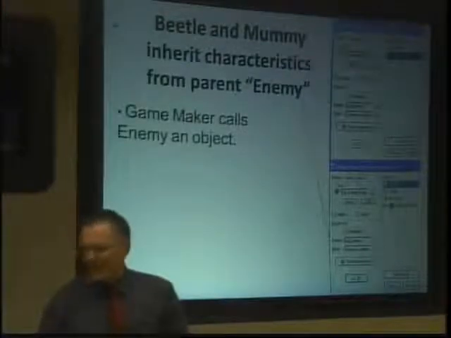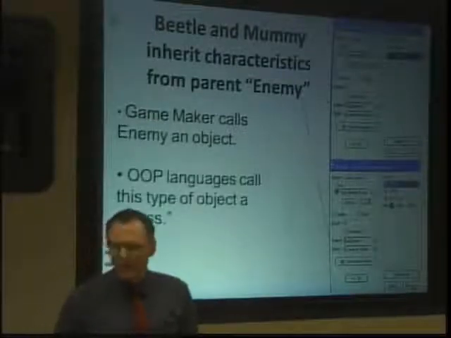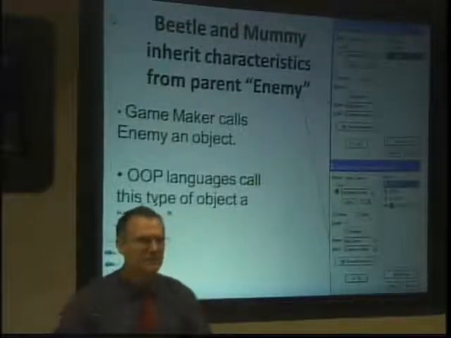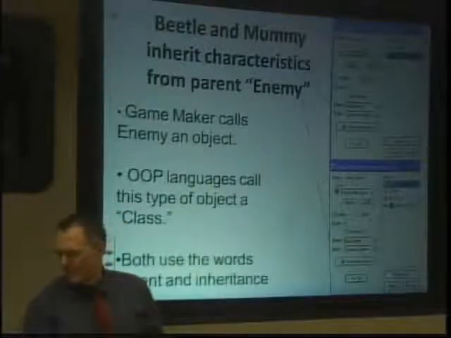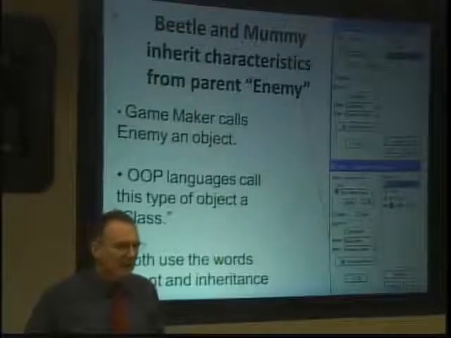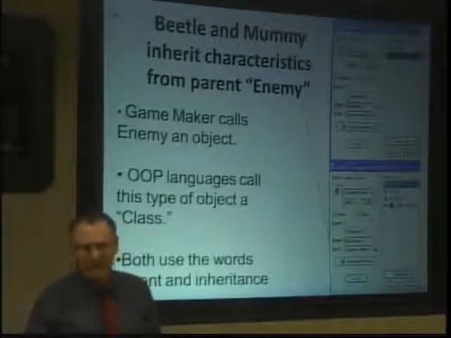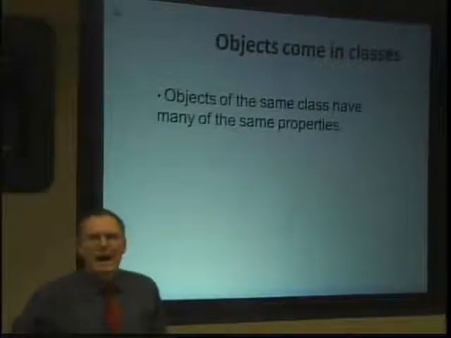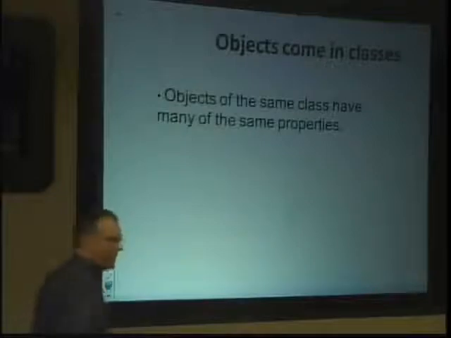So GameMaker calls enemy a parent object. Object-oriented programming would call enemy a class. So that's a new term for you. A class is like a parent object. Both use the words parent and inheritance. But GameMaker hasn't said the word class to you yet. Objects of the same class do have many of the same properties, and you will be quizzed on this.